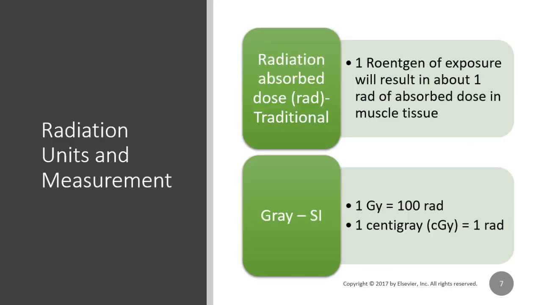So if we go into radiation absorbed dose, which we call the RAD, this is the traditional unit. The SI unit is the gray. So 1 Roentgen of exposure will result in about 1 rad of absorbed dose in muscle tissue. So the Roentgen is in air and the rad is actually within the body. So what was absorbed by the body. So the gray, so 1 gray equals 100 rad. So we usually have centigray. So 1 centigray equals 1 rad.